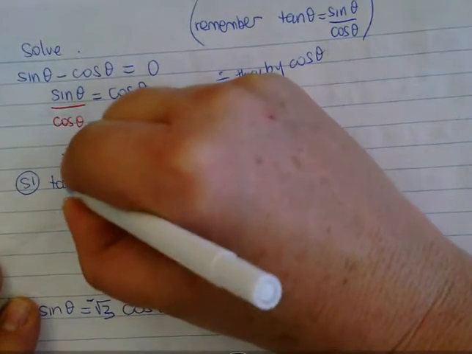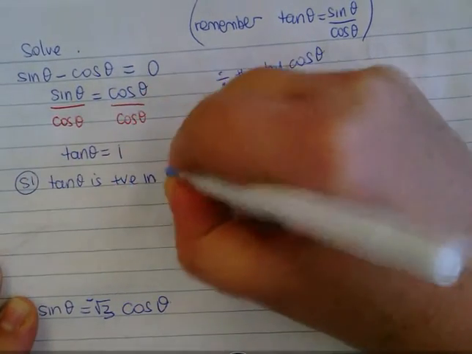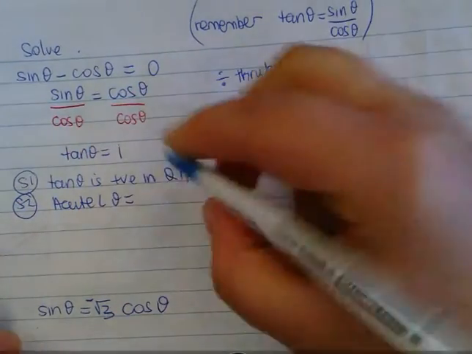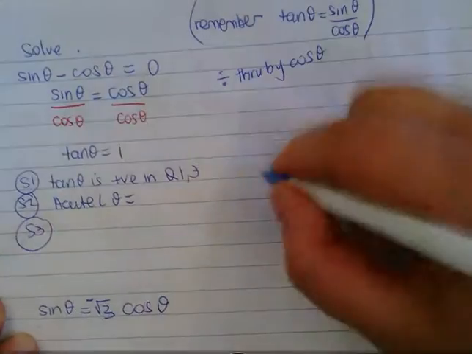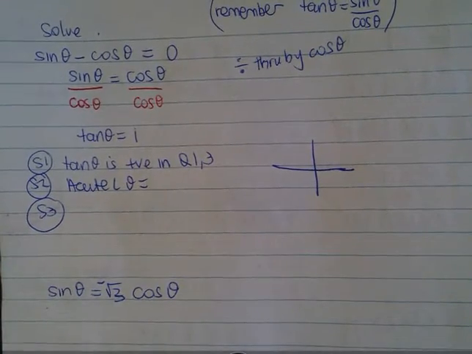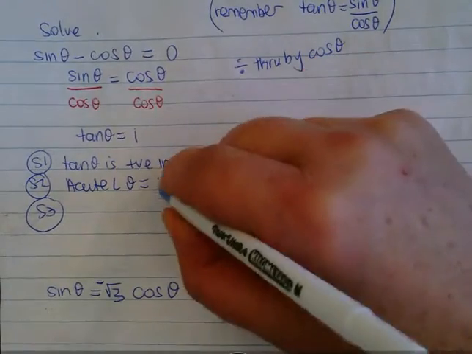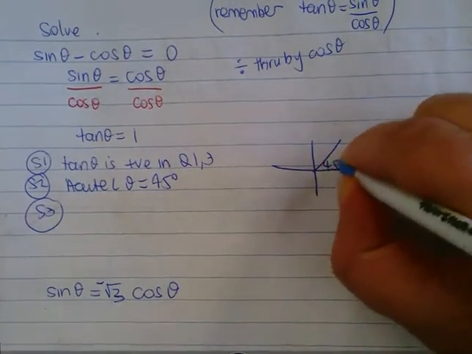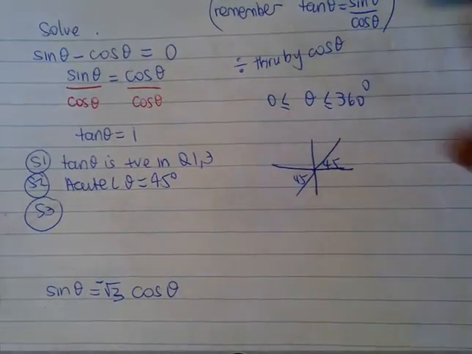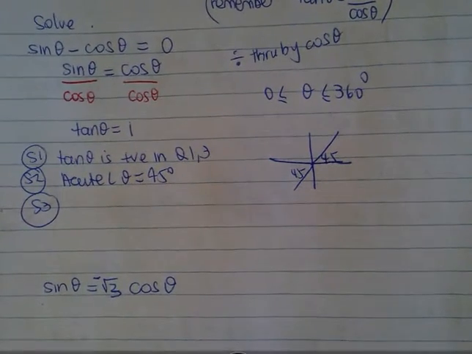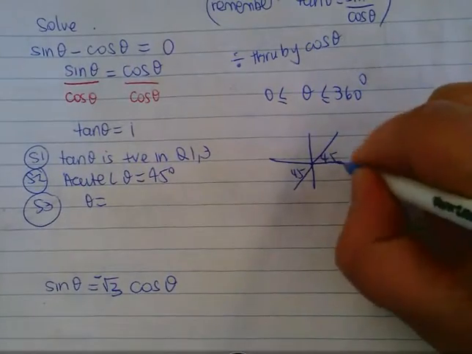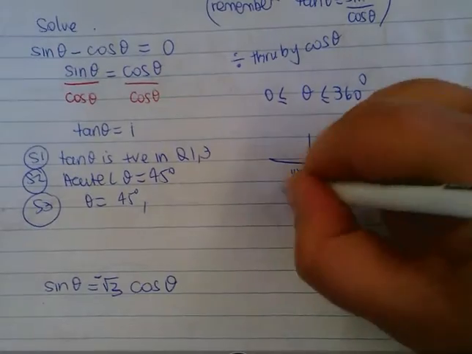Tan theta is positive in quadrants 1 and 3. Then you've got your acute angle theta, and then you've got your solutions. So that's the only difference. So tan of what, girls? 45 in 1 and 3. Oh, sorry, and the domain is 0 to 360. There you go, 0 to 360. And what are my solutions? 45 and 180 plus.